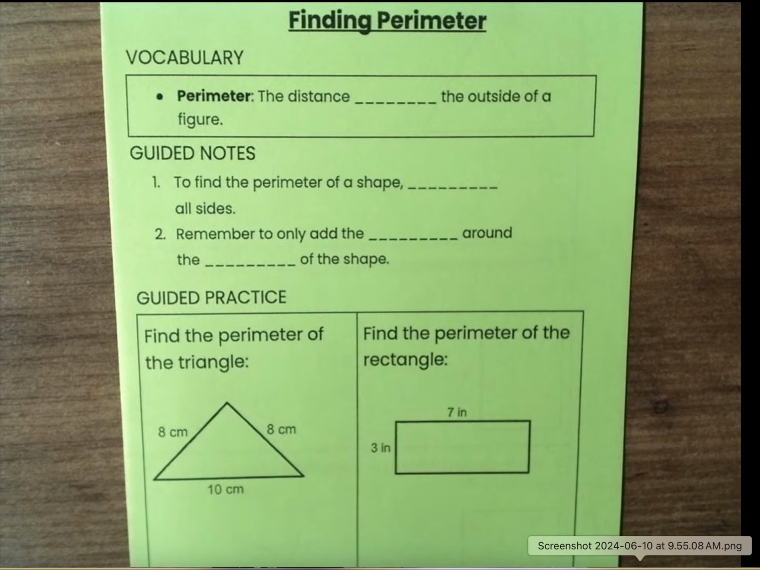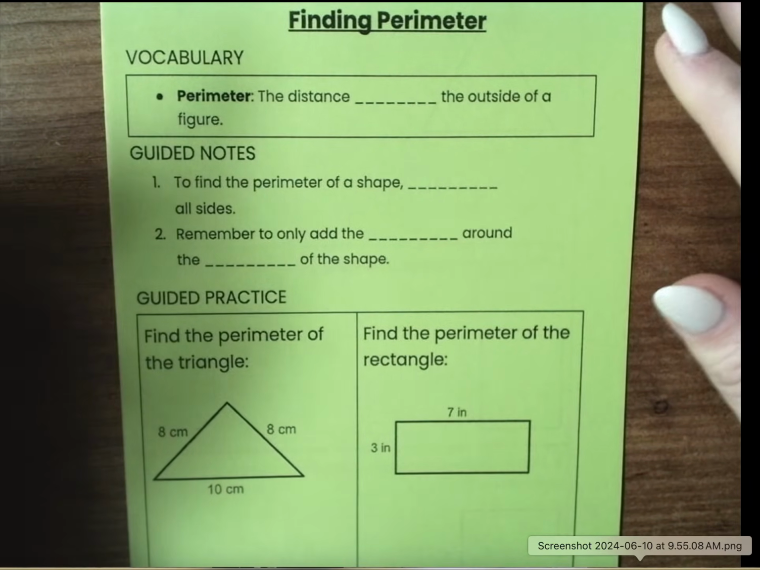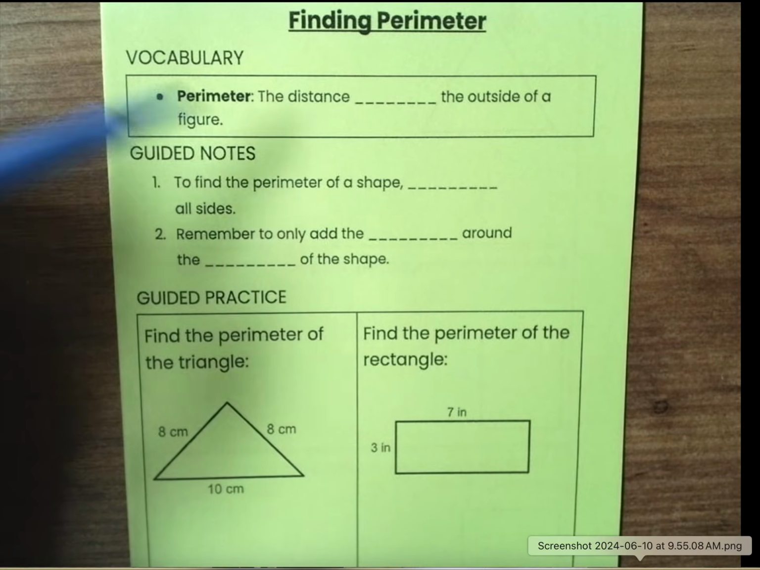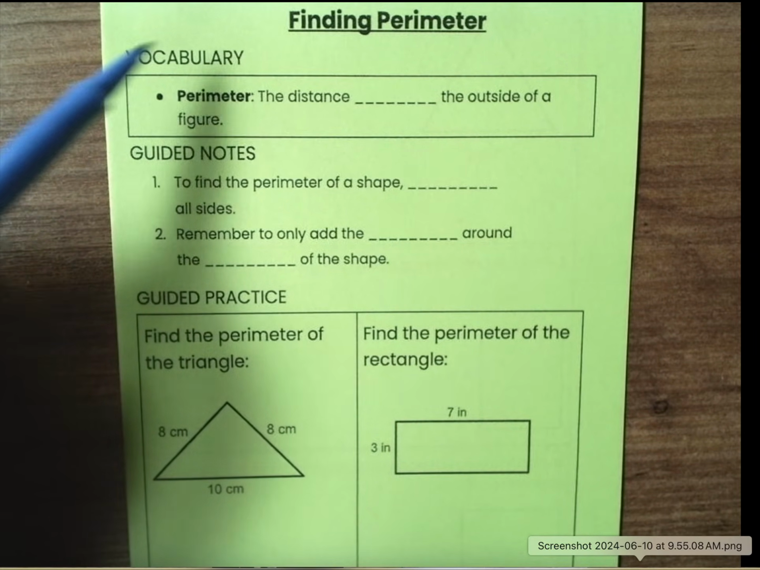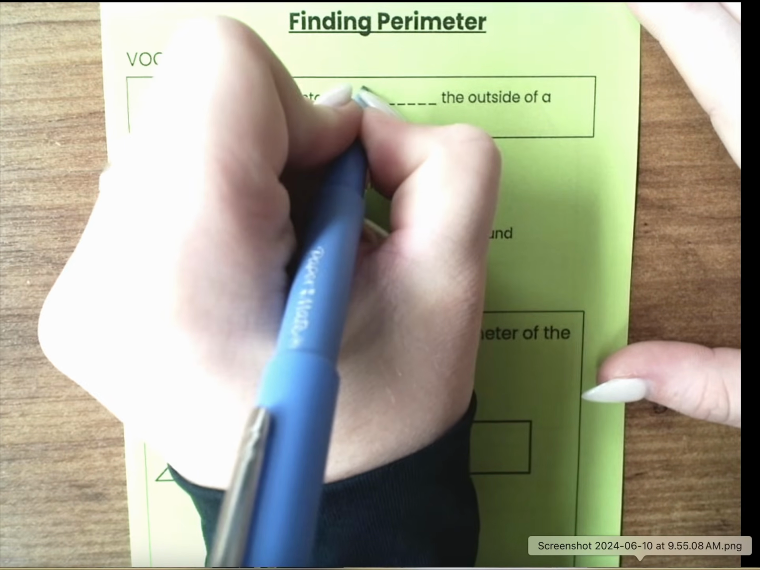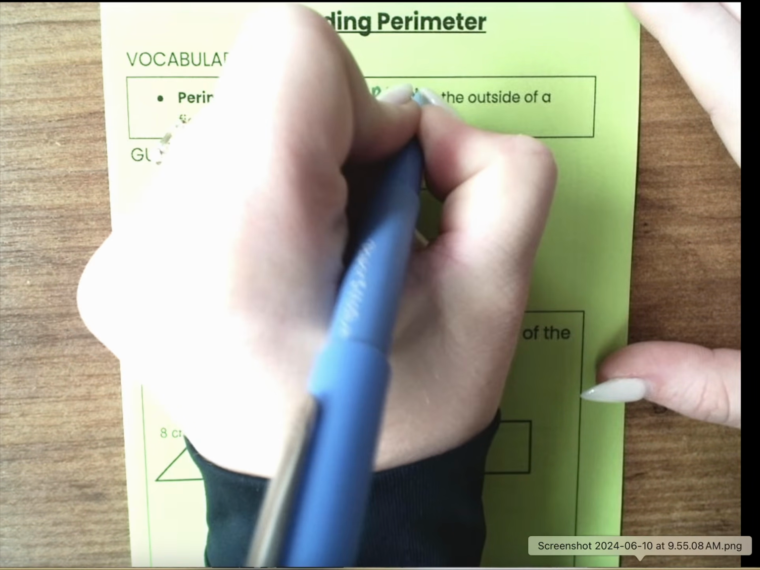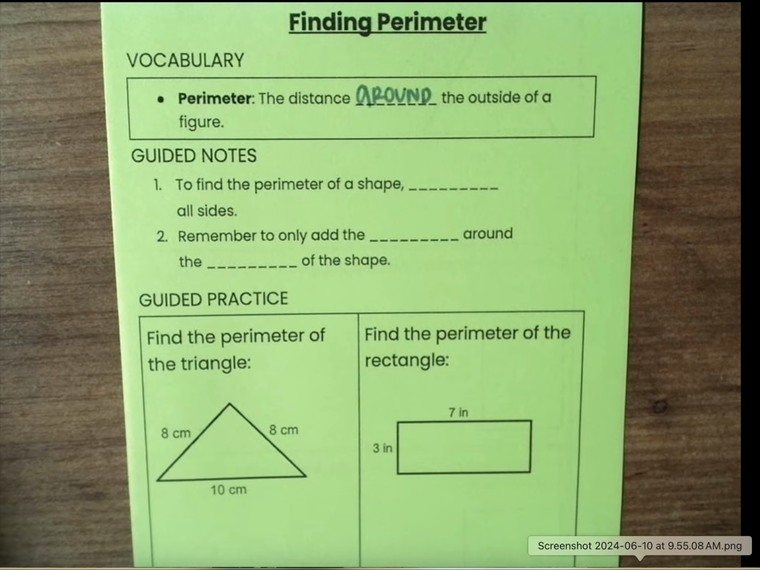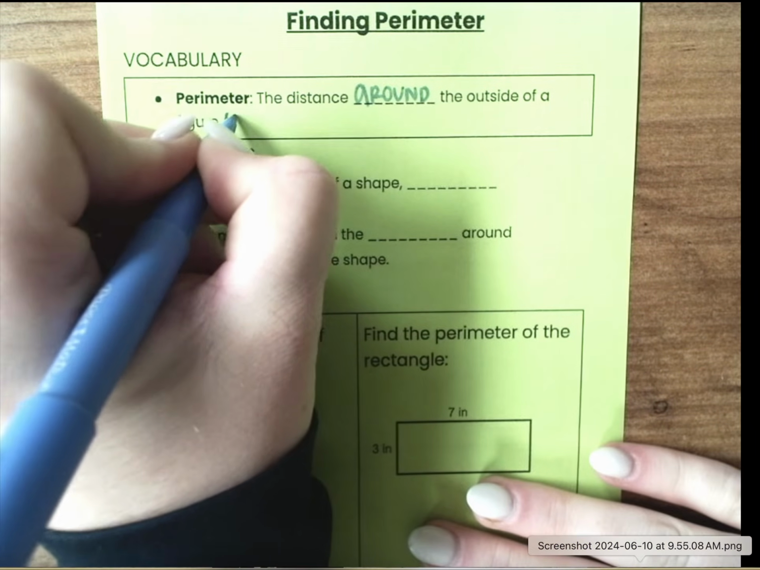Sixth grade. This is your very first note sheet. It's going to be about finding perimeter. So with our note sheets, we always are going to start with some vocabulary. The first word is perimeter, and perimeter is the distance around the outside of a figure or shape.